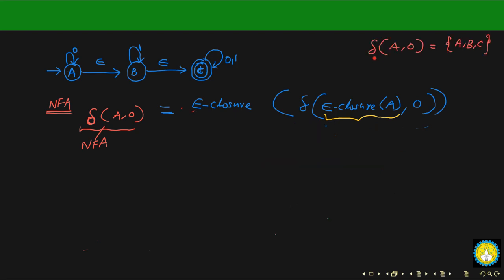Okay, now we got the result for delta of A comma 0 as ABC. So I've written it here. Now we are going to move further. What we are interested in now is to find delta of A comma 1. Let me erase this. So I'm going to find delta of A comma 1.